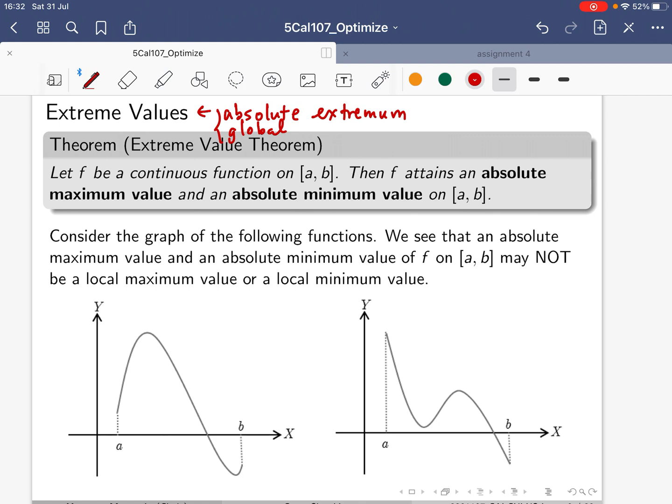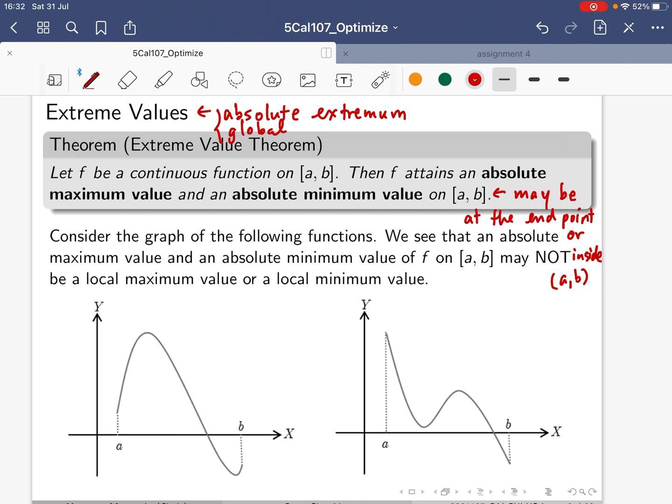And just make a remark that the absolute max or min may be at the endpoint as well. Okay, so it can be at the endpoint or inside this interval. It depends on the problem.